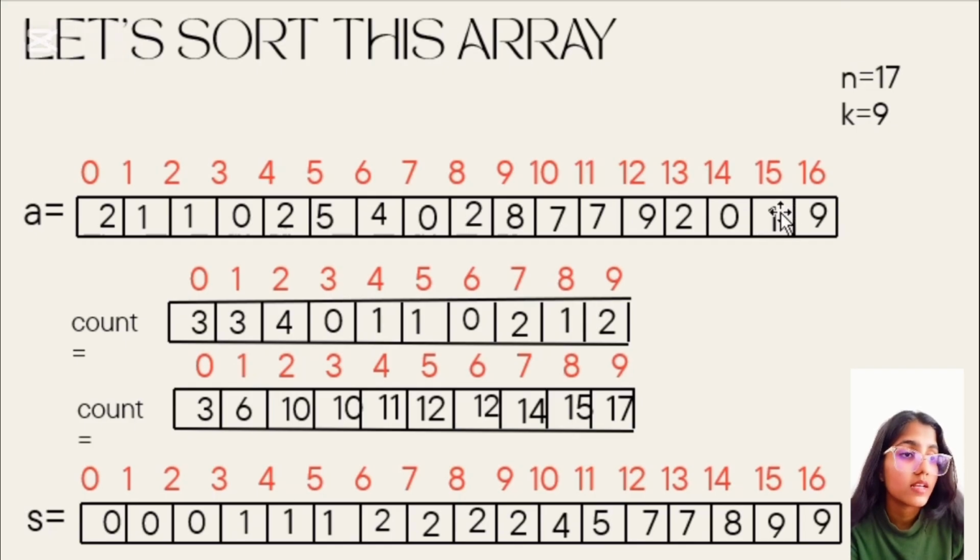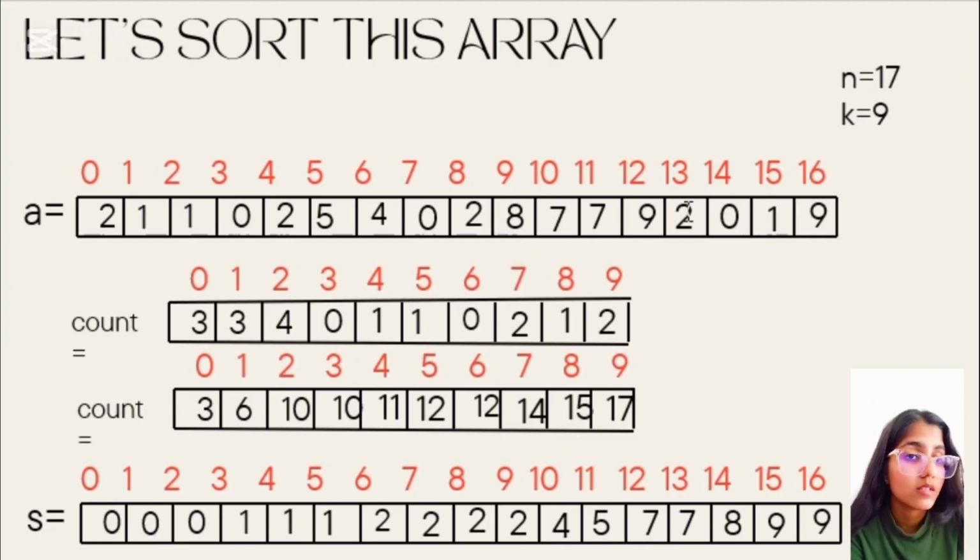Then the next element is 1. You must go to the first index of the count array. It is 6. You must add 1 to the 6th position of the sorted array. Then the next element is 0. You must go to the 0th index and it is 3. You must decrement it and it is 2. So you must insert 0 at index 2.